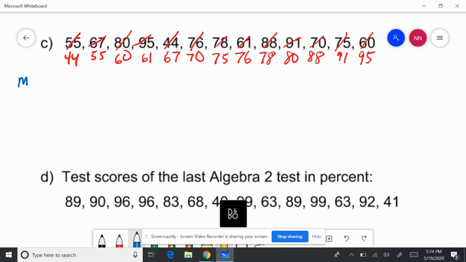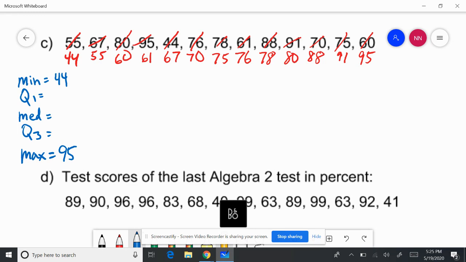So we have our minimum, we have our Q1, we have our median, we have our Q3, and we have our maximum. Our minimum is 44. Our maximum is 95. Those ones are pretty easy. Now we're going to count how many numbers there are. 1, 2, 3, 4, 5, 6, 7, 8, 9, 10, 11, 12, 13.